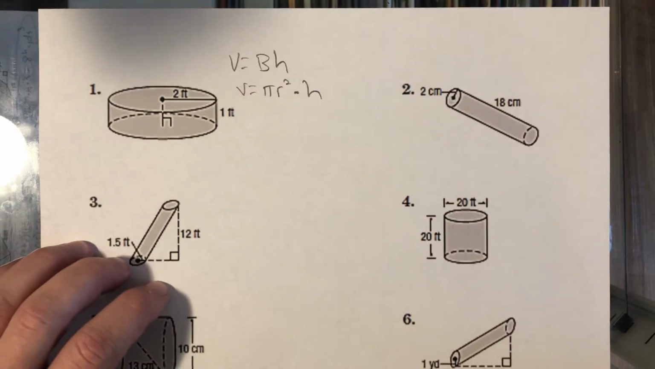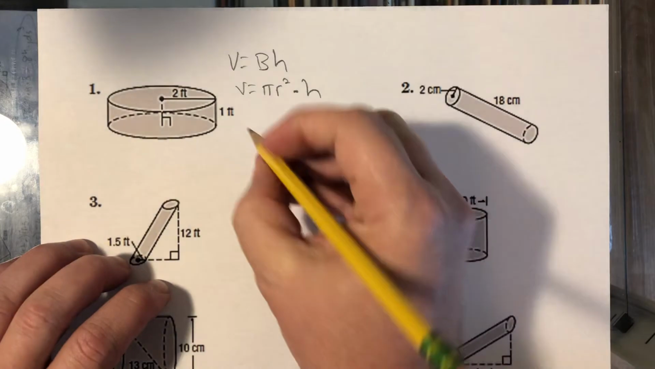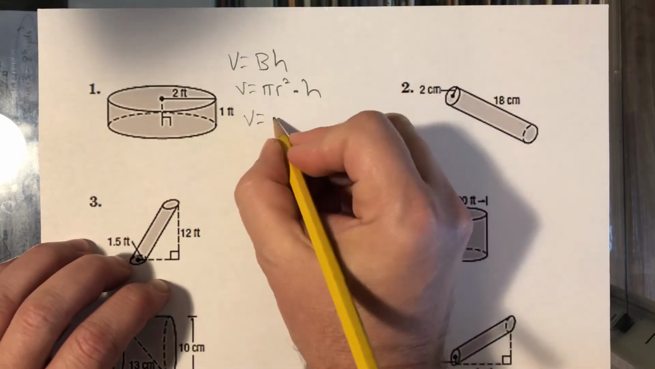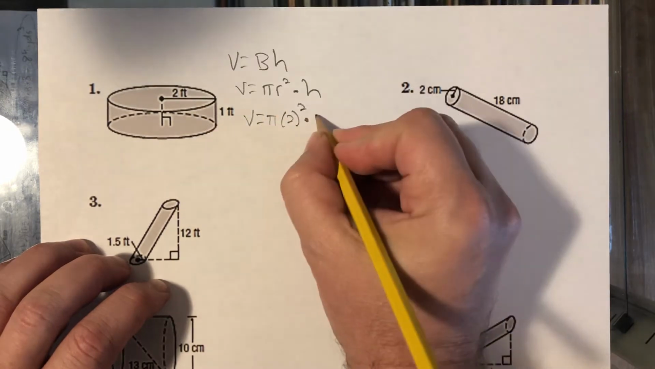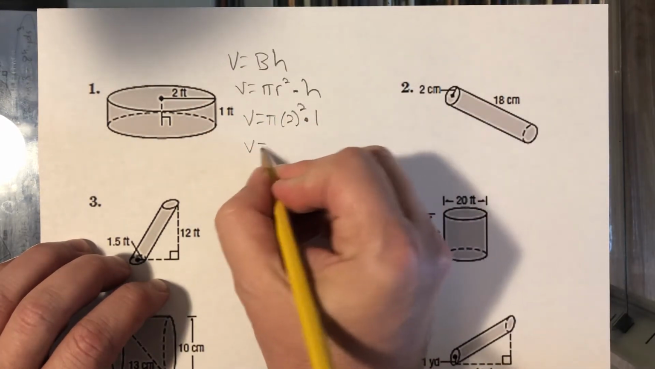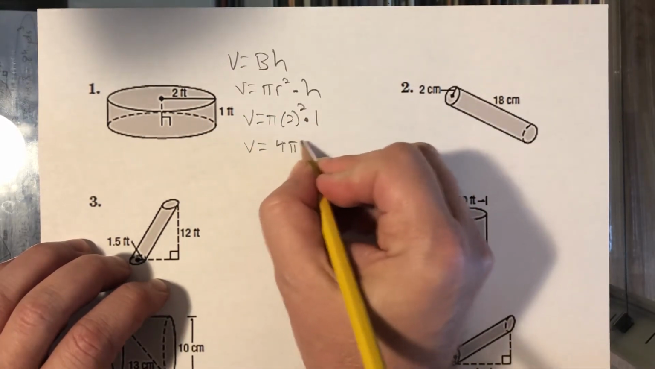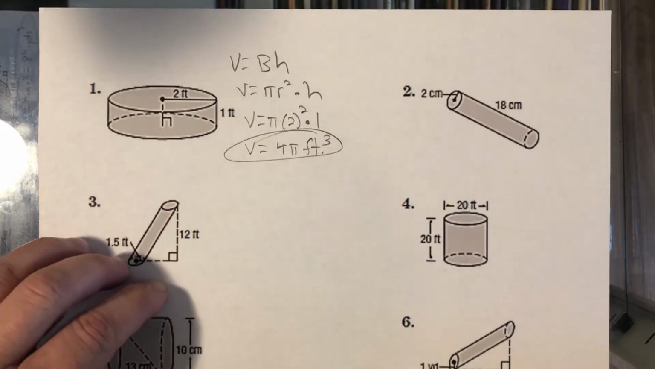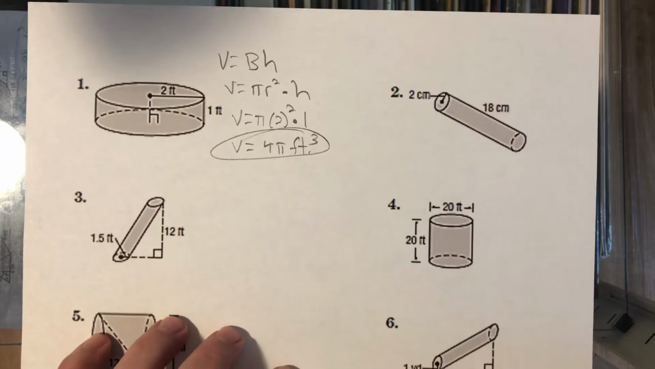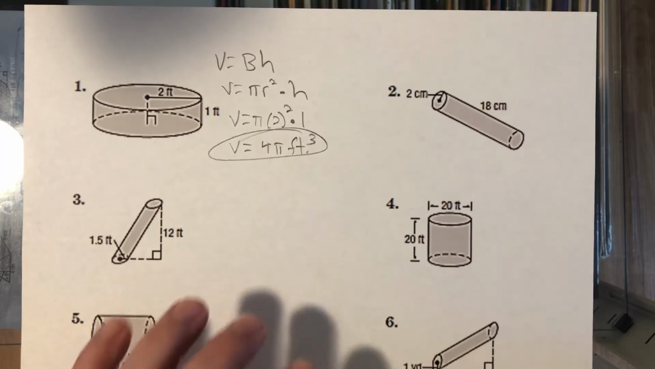So if I look at this first example, pretty straightforward. The volume is going to be pi times 2 squared times the height, which is 1. And all that simplifies to 4 pi cubic feet. Fairly straightforward.